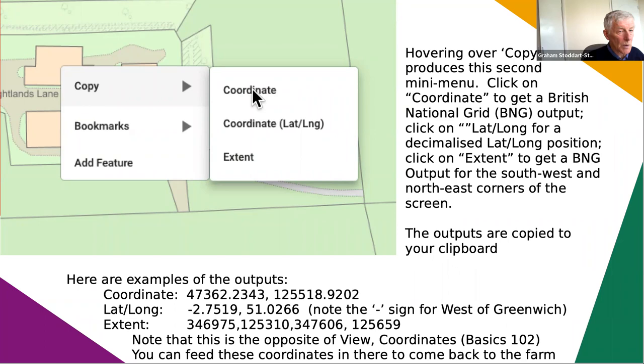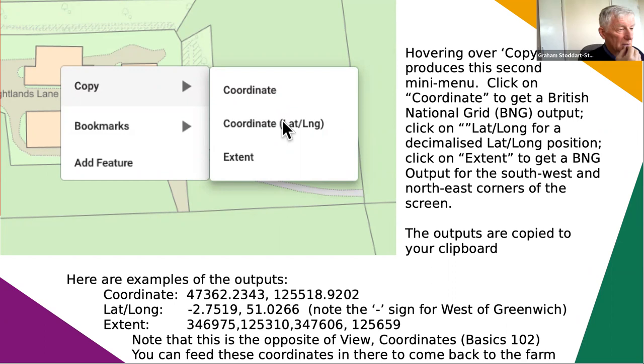So it says, do you want to copy coordinates, or do you want to copy extent? Basically what it's doing is copying the coordinates of the building in either British National Grid mode, which is the one that Parish Online uses, or in the lat long mode, which is what people are used to, except it's in decimalized format, not hours, minutes, and seconds.